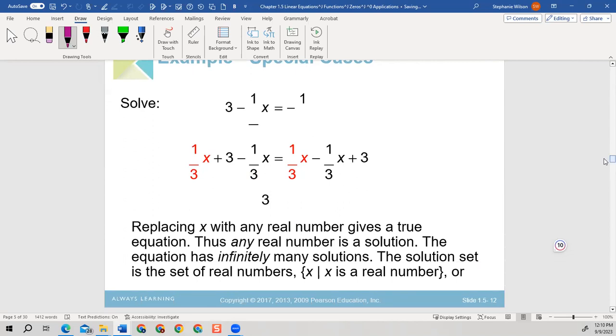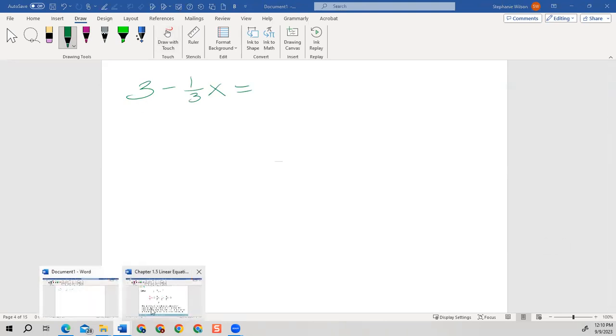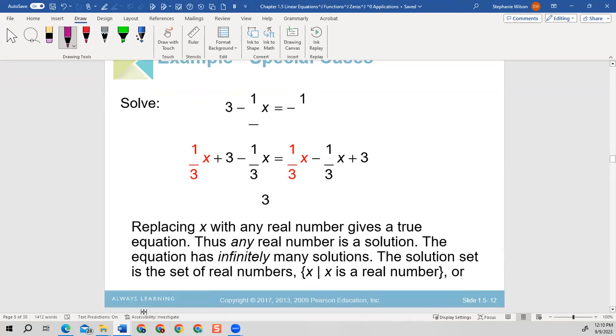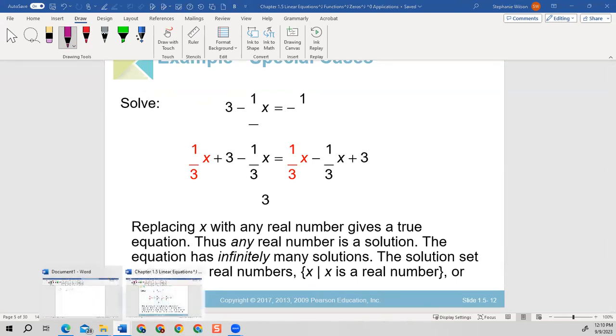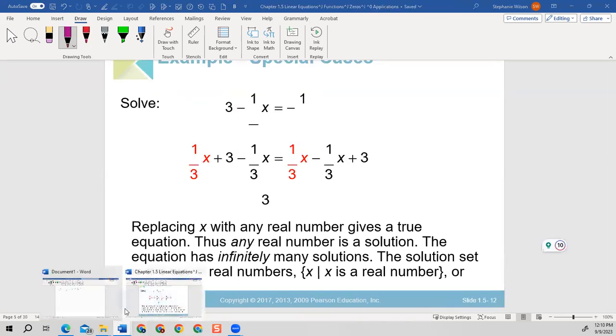So looking at this one here, let's rewrite this on a different paper. So we have 3 minus 1/3 x is equal to the negative 1/3 x. I should have done that on the other one so it'd be easier to see. And I believe this was going to be plus the 3.